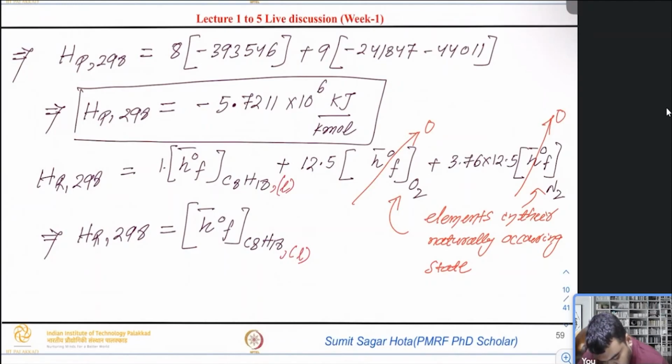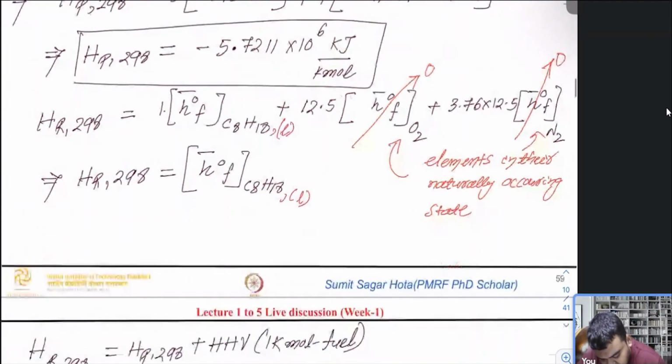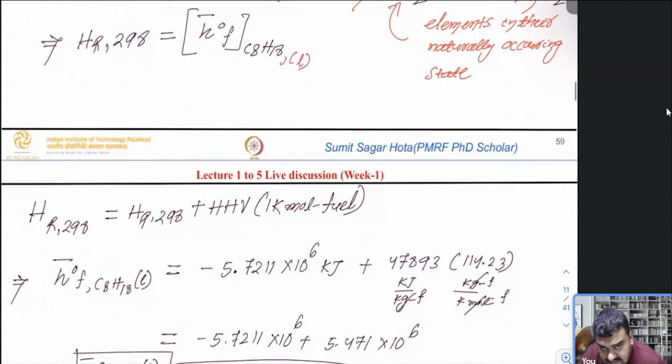Similarly, we can find out the reactants. Here H_R at 298 gives rise to h_f naught of C8H18 plus 12.5 h_f naught of O2 plus 3.76 into 12.5 into h_f naught of N2. Here I am ignoring the bar because it is common; the bar is for the molar basis. The naught gives the significance of the standard state condition. For O2 and N2 these values are 0 because these occur naturally in the atmosphere, so we only need to find h_f naught for C8H18 liquid.